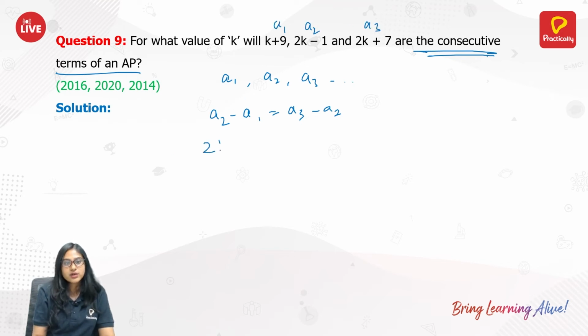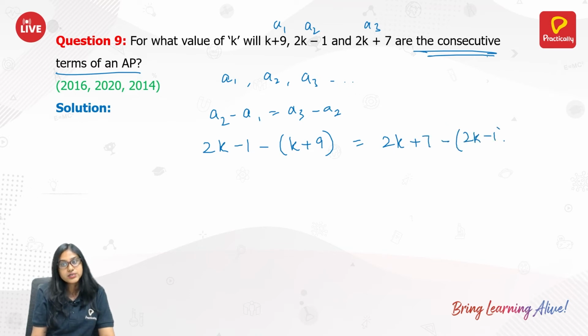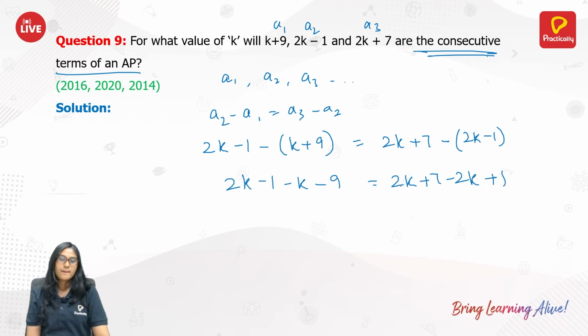A2 minus A1, 2k minus 1 minus k plus 9 equals 2k plus 7 minus 2k minus 1. So 2k minus 1 minus k minus 9 equals 2k plus 7 minus 2k plus 1. Did I take the symbols correct? Of course, minus into minus is plus, positive. Please check the symbols as I checked now, okay?